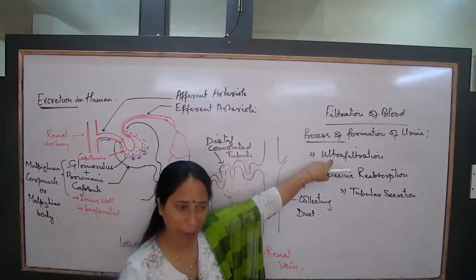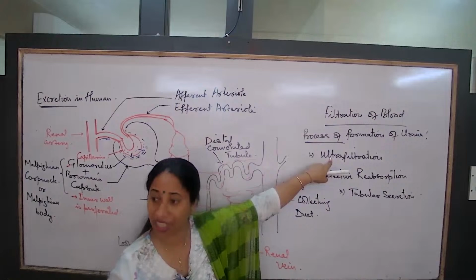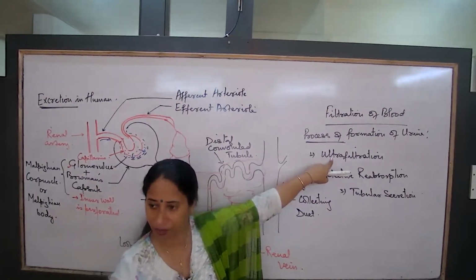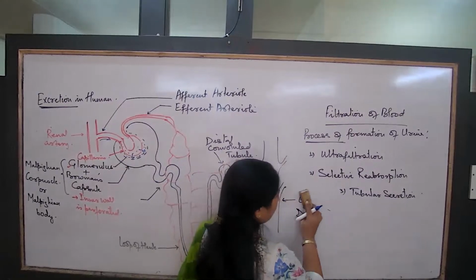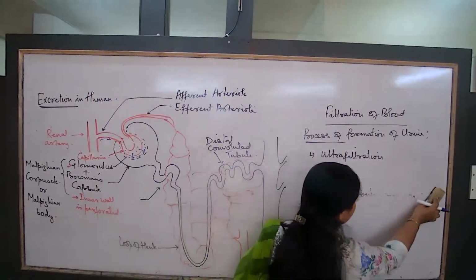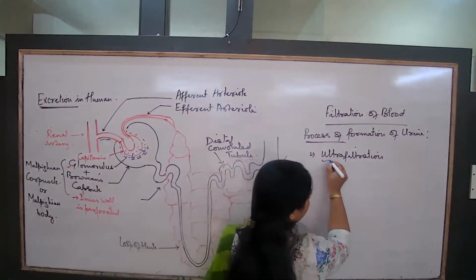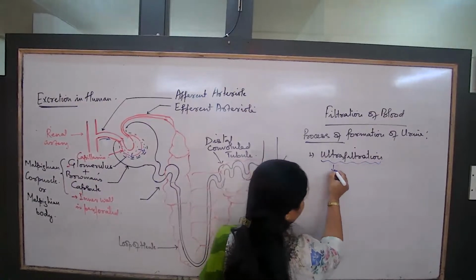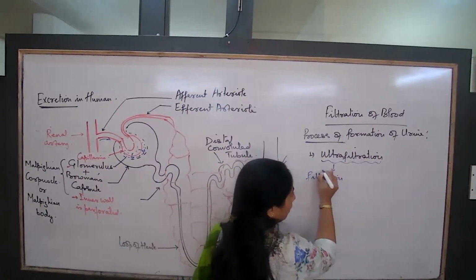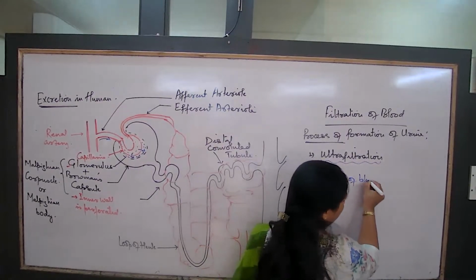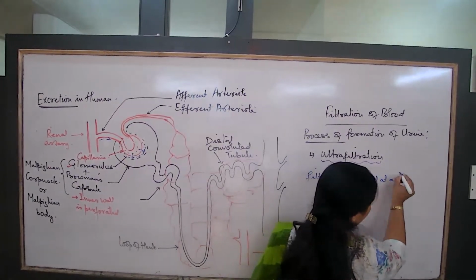Where is this process happening? This process is happening at the glomerulus. So now, if you try understanding, what is the meaning of this word ultrafiltration? Ultrafiltration means filtration of the blood at a very high pressure.